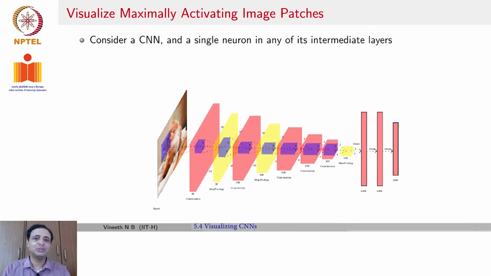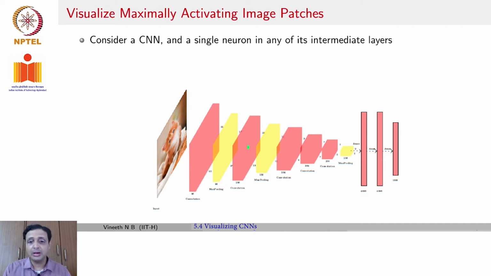Another way of visualizing and understanding CNNs is to extend the same thought and consider a trained CNN. Remember that all of this analysis is for a trained CNN. After training the CNN, you want to understand what it has learnt. Remember that's the context in which we are talking about this. So you can consider a CNN and consider any single neuron in its intermediate layers. So let's consider that particular one in green.